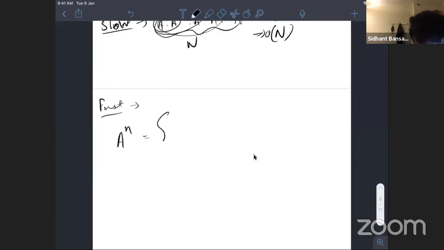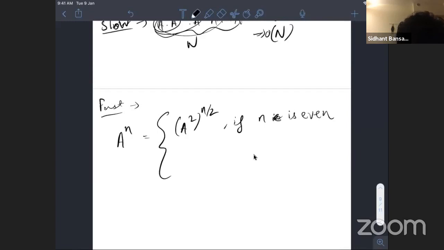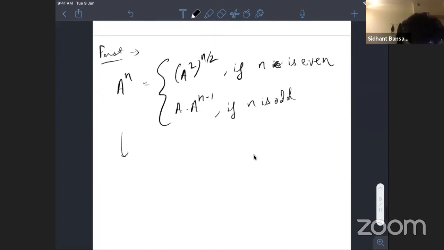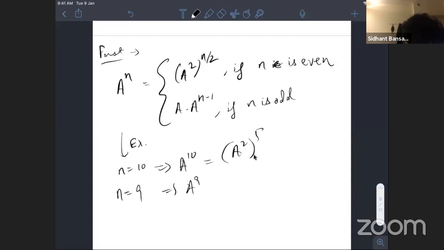A to the n is equal to a squared to the power n by 2 if n is even, and a times a to the n minus 1 if n is odd. Let me explain this. For example, if n is 10, then a to the 10 is equal to a squared whole to the 5. And if n is 9, then a to the 9 is equal to a times a to the 8.